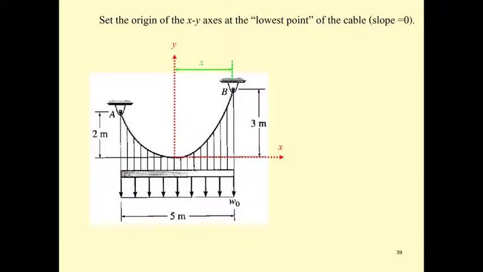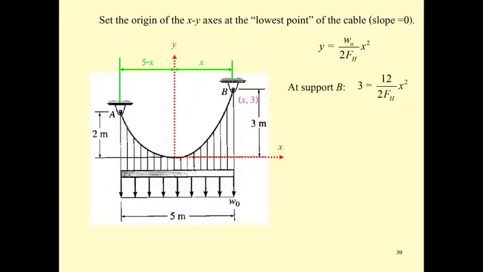Okay, let's start by putting the axis here, and let the distance from the y-axis to B be x, and then the distance from the y-axis to A is going to be 5 minus x. Then from the cable equation we will find x first by using the coordinates at A and B.